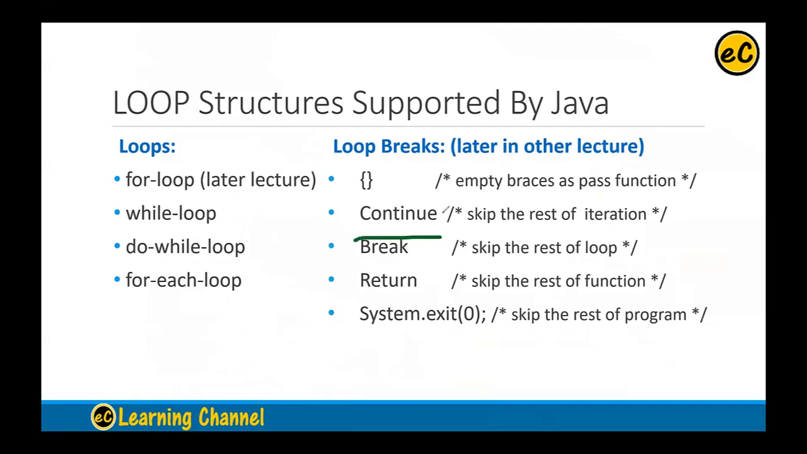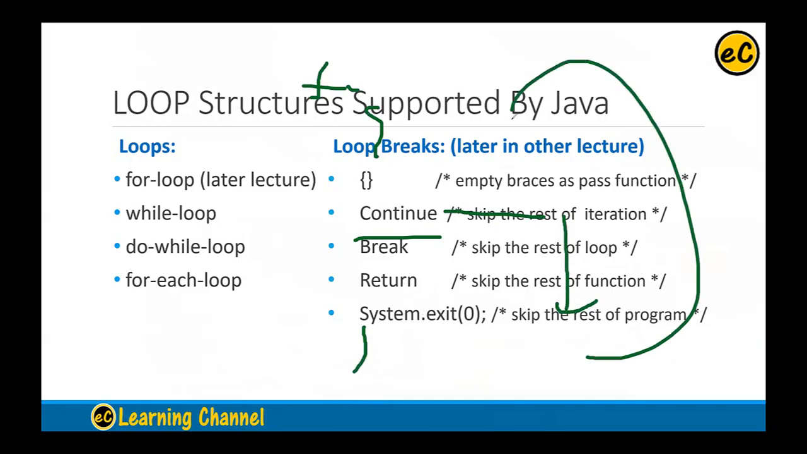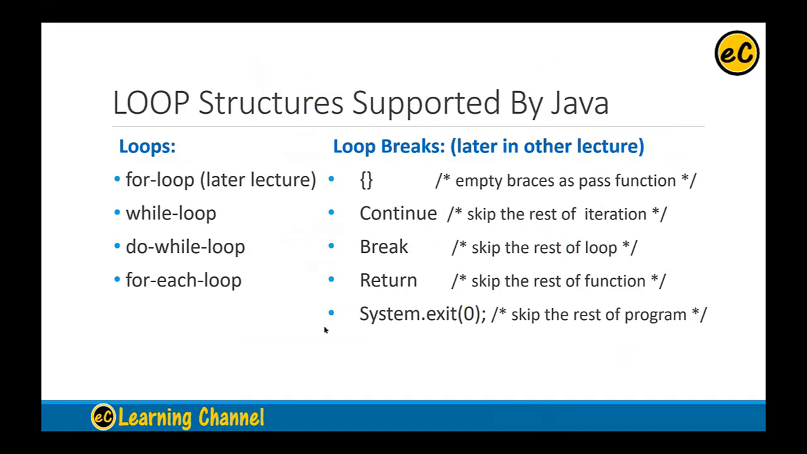This is different from break. Continue breaks the rest of the iteration. So basically you have a for loop. If there's a continue, then the rest of the body will be skipped and you jump back to the next iteration and run again. That's called continue. Break will break the whole loop. Return will return from the whole function. System.exit will actually end the whole program. Here, continue, break and return will be tested.